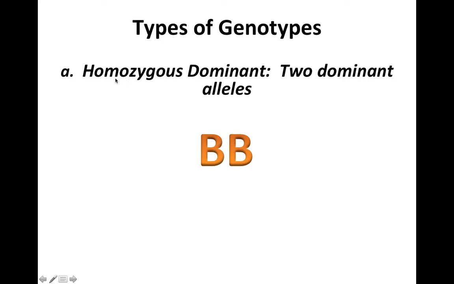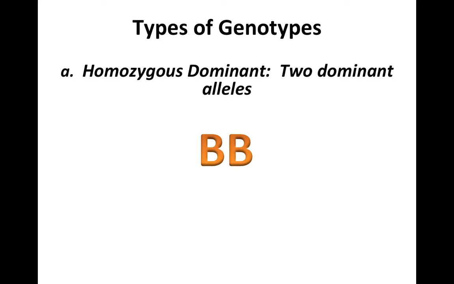Homo means same, and dominant means capital letters. So homozygous dominant is one type of genotype. We're looking at what alleles you have. So if you're a homozygous dominant, you have two dominant alleles, okay? Big B, big B. We also refer to this sometimes as a purebred, okay? If I call you a purebred, that means that you got nothing but that dominant in there, okay? Kind of cool stuff, all right? So that is that right there, okay?